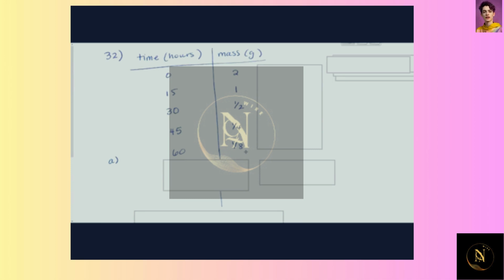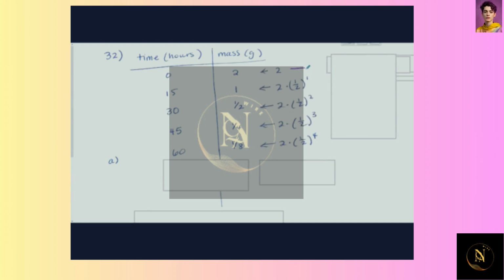Okay, the next thing we want to do is figure out a generalization so that we can know how many grams are remaining after T hours. So looking at the pattern we've seen so far, notice that we started with 2, and then we multiplied it by 1/2, by 1/2 again, 1/2 again, and 1/2 again. So the exponent on 1/2 keeps increasing. And how does that exponent relate to the number of hours that have elapsed?